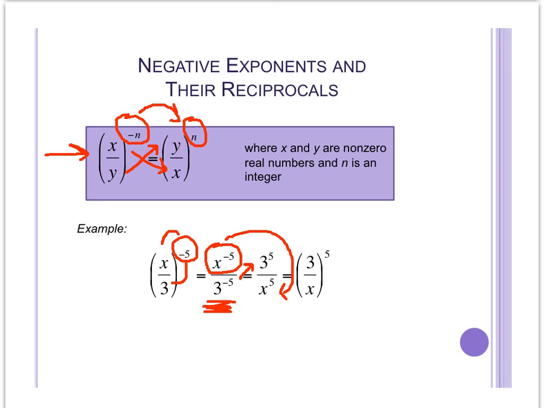Now, if you write that as a quantity, utilizing that rule, you can see that you have the same powers of 5 in both the numerator and denominator. So you have the quantity of the bases, or 3 divided by x, all raised to the 5th power.